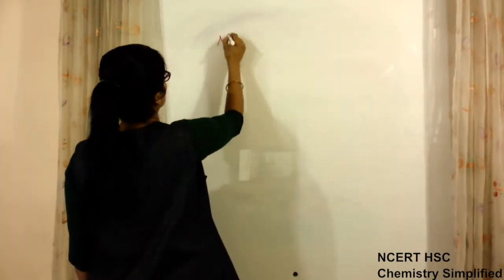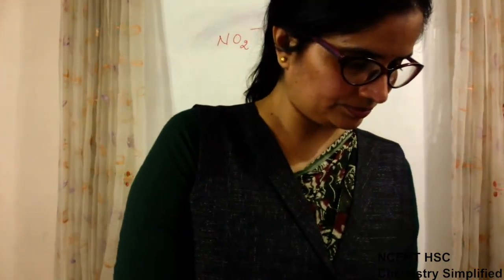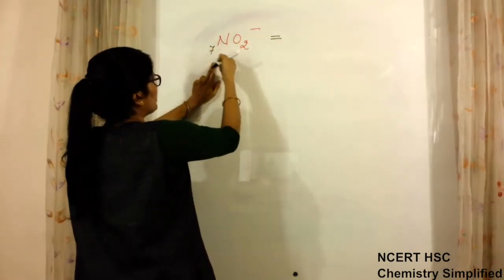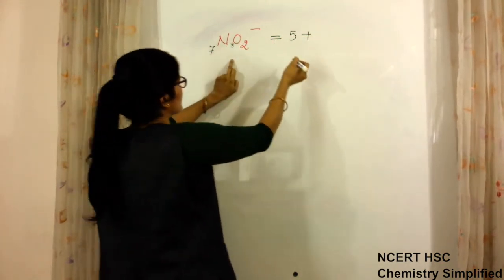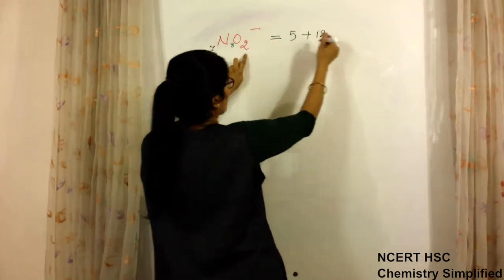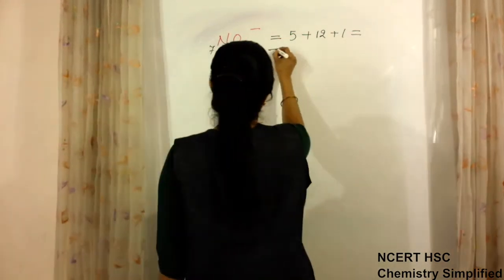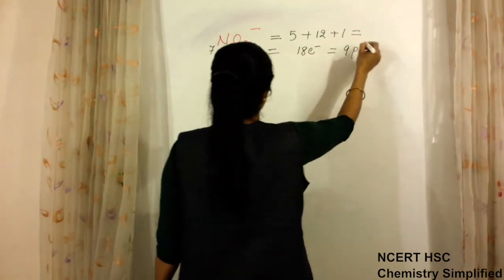One, two more examples we can take. NO2 1 negative. Again we will take this molecule. Okay. Nitrogen, atomic number 7, valence electrons 5. Oxygen, atomic number 8, valence electrons 6. 6 2s are 12. Bears 1 negative charge, so plus 1 electron extra. Okay, so total number of electrons 18 electrons, that is 9 pairs.